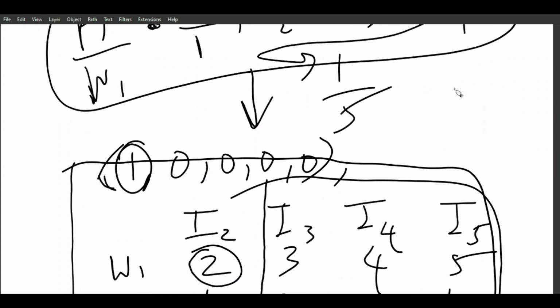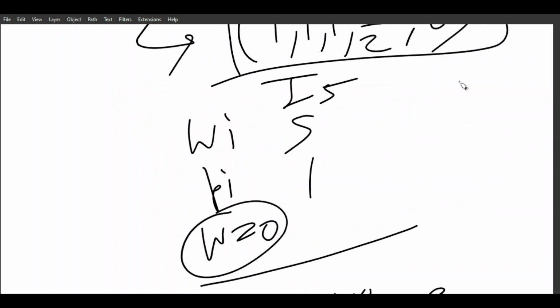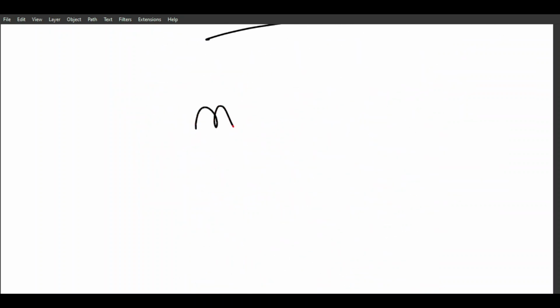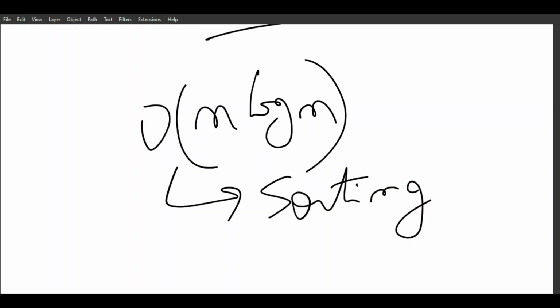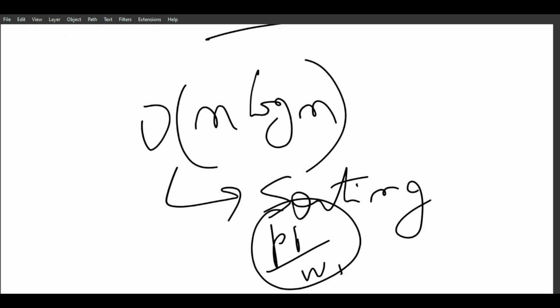So the complexity of the algorithm, you can easily see, is only n log n. Big O of n log n. This is the complexity of sorting, sorting based on profit per weight. So time complexity is very low. Greedy algorithms usually have low time complexity. It has only n log n.